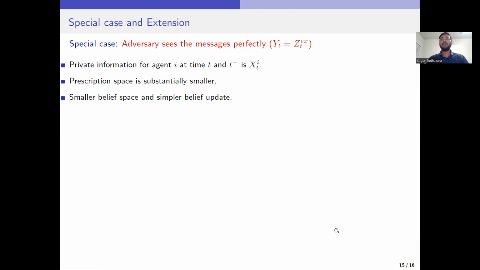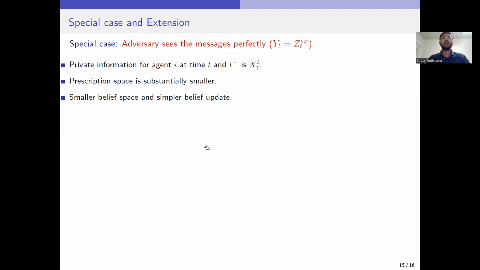Once we deal with the DP, we get into some special cases and extensions. One special case is that the adversary sees the message perfectly. So the adversary observation is now ZXT and not a noisy observation of ZXT. Then the private information of agent i at T and T plus is XIT. So because of that, the prescription space is now substantially smaller, and we have a smaller belief space and a simpler belief update.